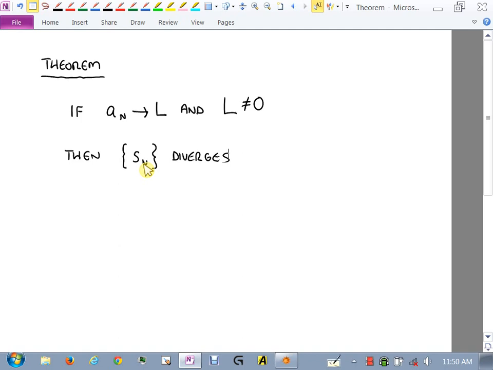You're not going to get a finite number. It's going to get infinite. Or it could not exist, but it diverges. Remember, divergence meant infinity or doesn't exist, like the limit doesn't exist, or the sum doesn't exist.